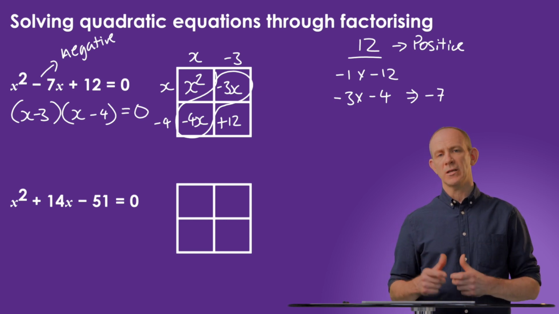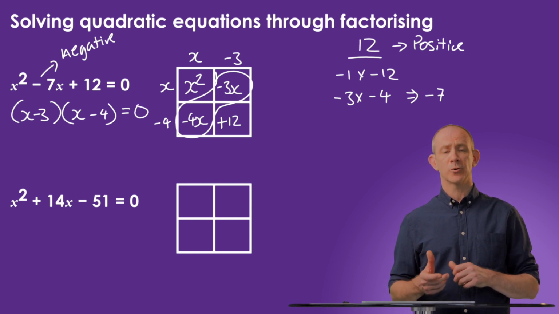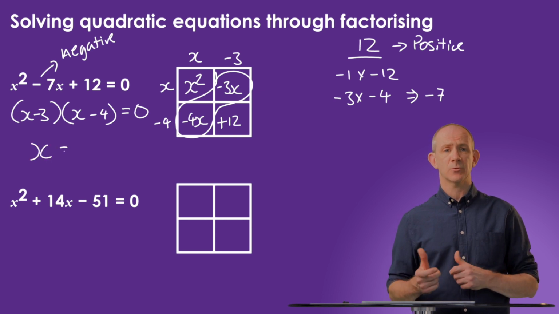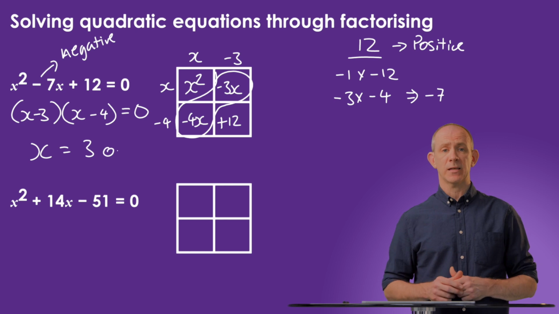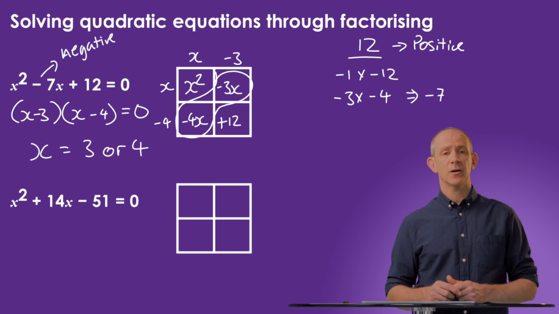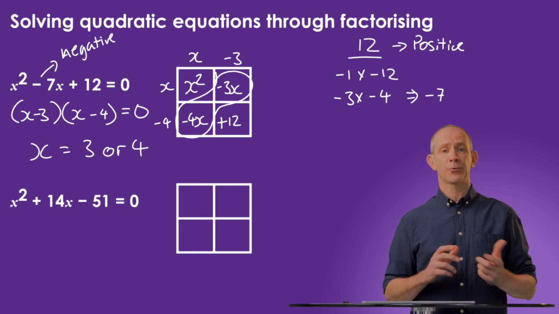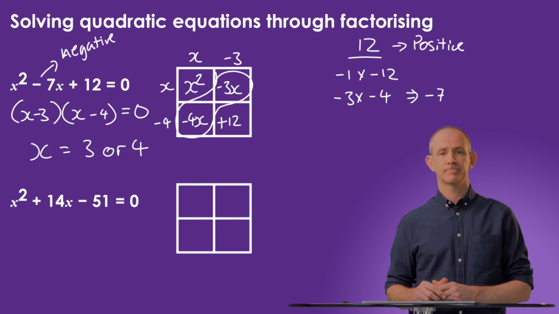Remember, this equation equals 0. Therefore, to make the first bracket 0, x would have to be 3, and to make the second bracket 0, x would have to be 4. So we can give the answer to this equation: x would equal 3 or 4.